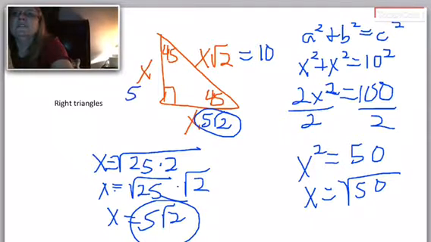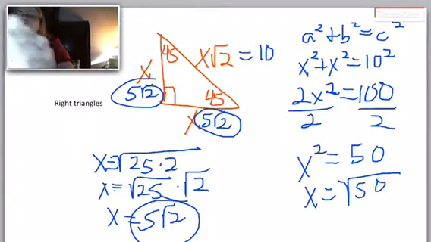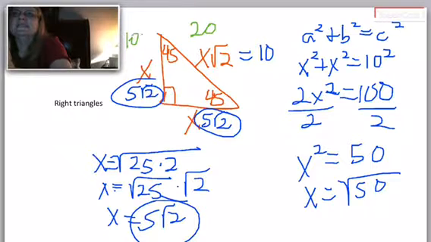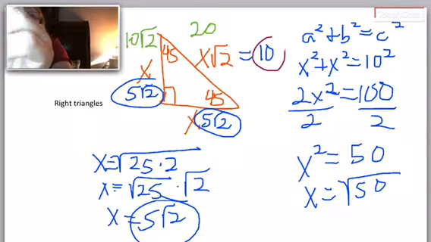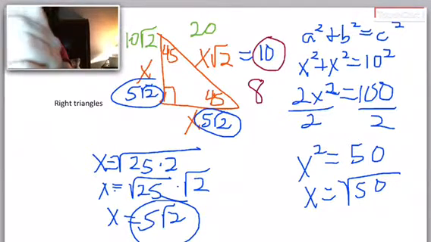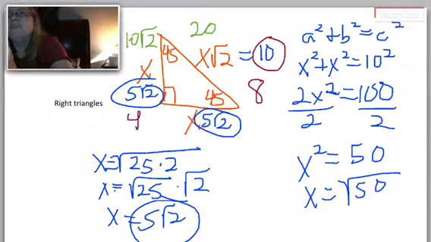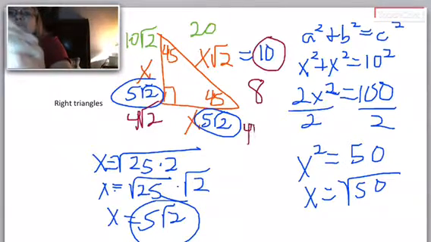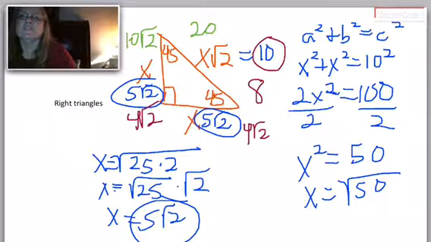And I'm going to tell you that that relationship is always, if this is 20, this is going to be 10 times the square root of 2. So anytime you have an integer number over here, 10, 20, 8. If this is 8, the other side is half of 8, 4 times the square root of 2. So it is going to be half of the integer times the square root of 2.